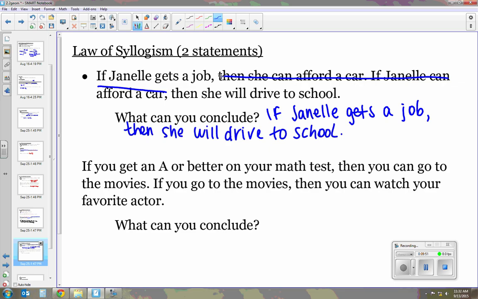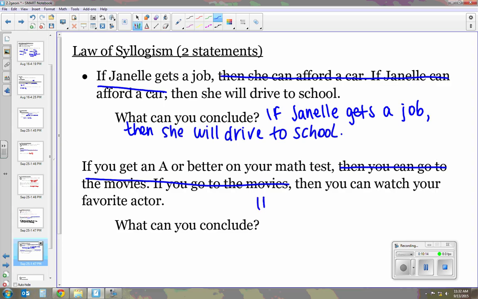syllogism. If you get an A or better on your math test, then you can go to the movies. If you go to the movies, then you can watch your favorite actor. Well, we can omit what's repeated. And what's repeated is then you can go to the movies, and if you go to the movies. So we can write our conclusion using our leftover statements.